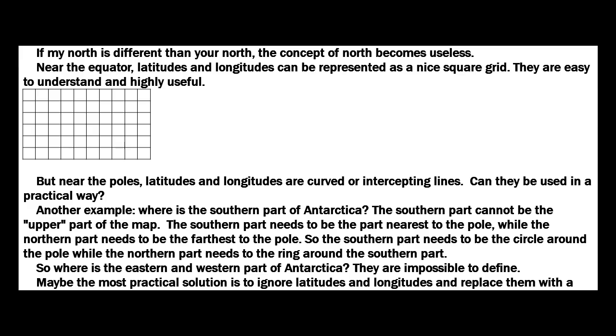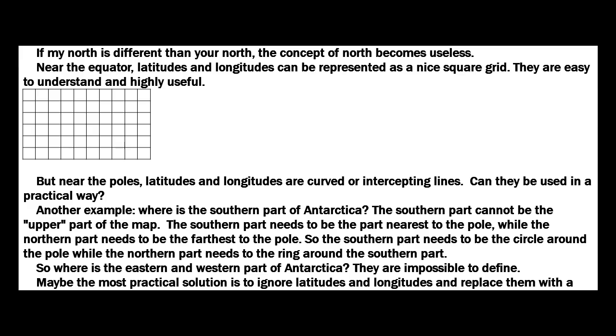Near the equator, latitudes and longitudes can be represented as a nice square grid. They are easy to understand and highly useful. But near the poles, latitudes and longitudes are curved or intercepting lines. Can they be used in a practical way?